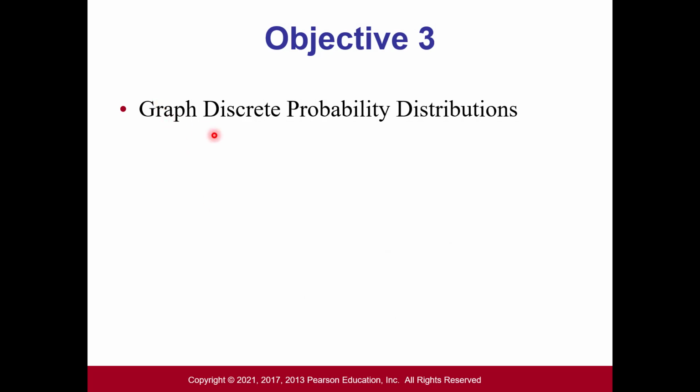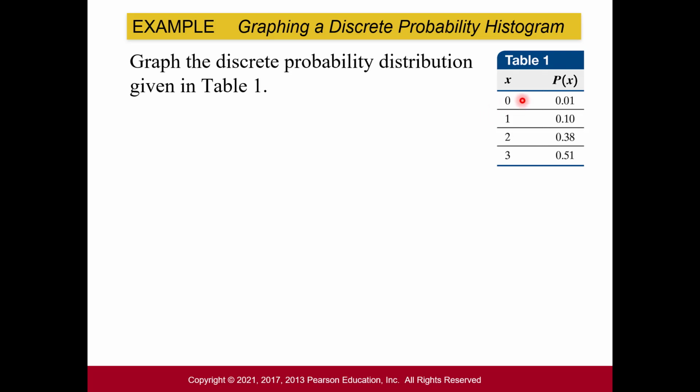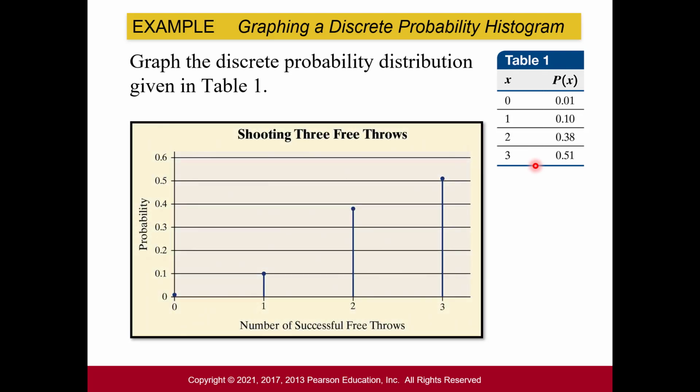Okay, next, let's graph discrete probability distributions. We're going to graph the probability distribution of this table right here from our free throw shots. Okay, and so it's discrete. Notice that the graph only has values at the actual random variable numbers. So it's not continuous. At 0, this is actually right above 0. It's 0.01. So it's just barely above the horizontal axis.